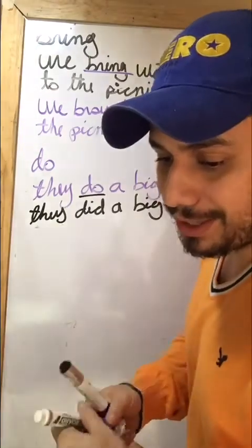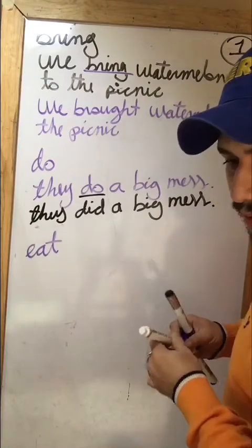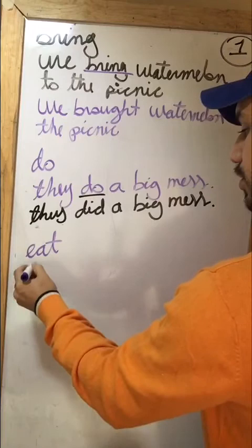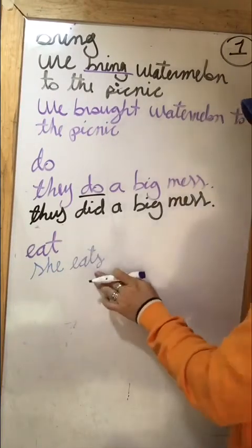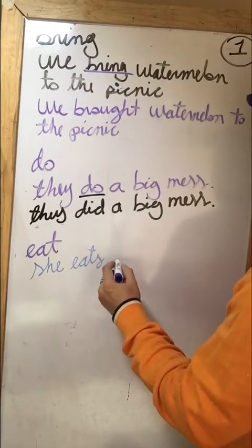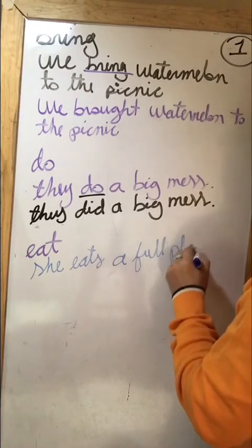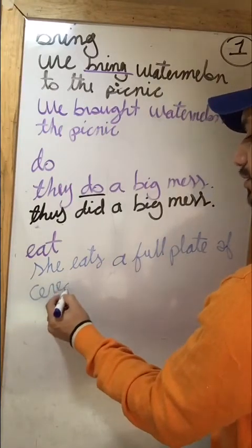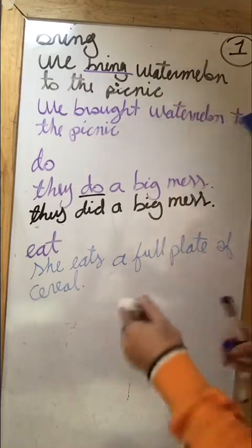Next example with eat. Eat. Now, we have in here she eats, because remember that when we're talking about the third person, we should add an S. She eats a full plate of cereal. Okay? Now, what would be the past form of that?